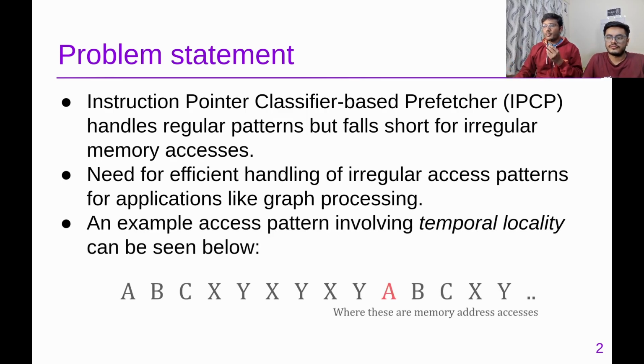For example, in this memory access pattern below, there are no significant differences in two consecutive memory accesses which can be tracked. But in the long run, we can see this block is repeating again here. So this is a kind of temporal locality, and it's called an irregular access pattern, which cannot be tracked by this IPCP prefetcher.